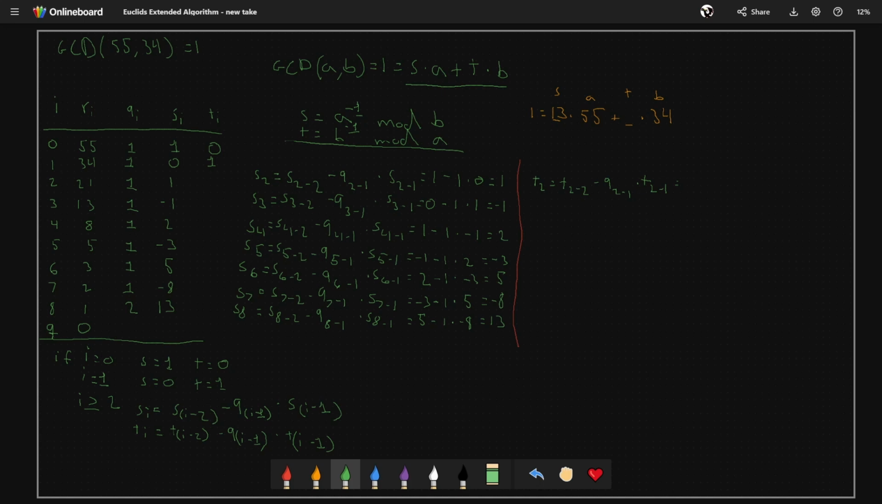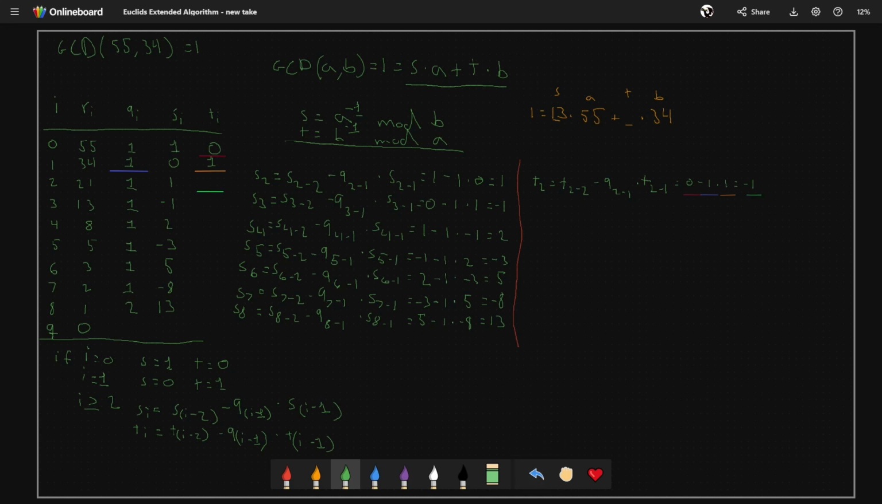The values then are t2 minus 2 is t0. t0 is equal to 0. q2 minus 1 is q1. q1 is equal to 1, so we'll have 0 minus 1 multiplied by t2 minus 1, which is 1. So the value of t2 is going to be 1 multiplied by 1. That's 1. 0 minus 1 is negative 1.